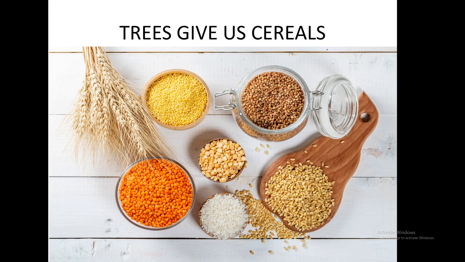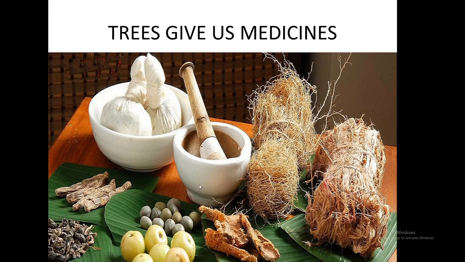They give us cereals, like wheat, different kinds of pulses, then rice. All these are the cereals. Okay. Maize. From these cereals we get the fiber as well as the carbohydrates, right? Next, they give us medicines.